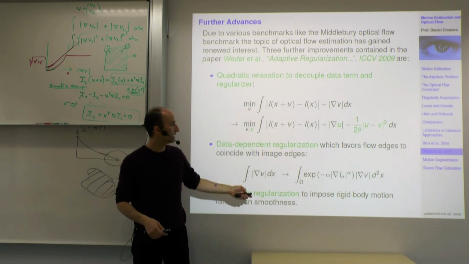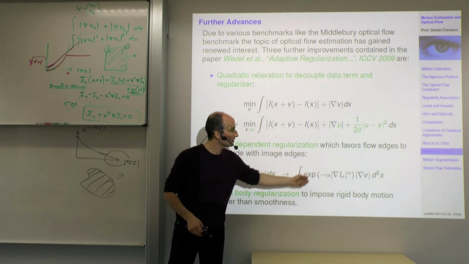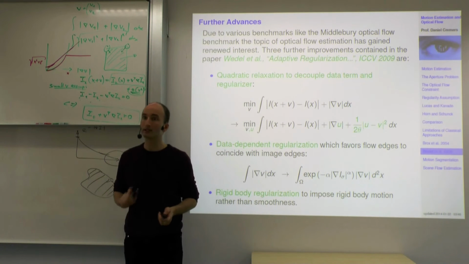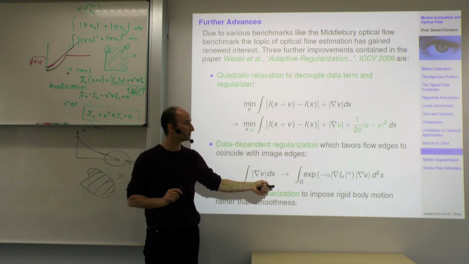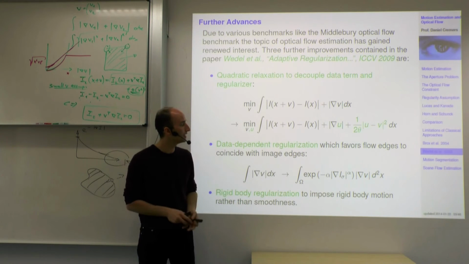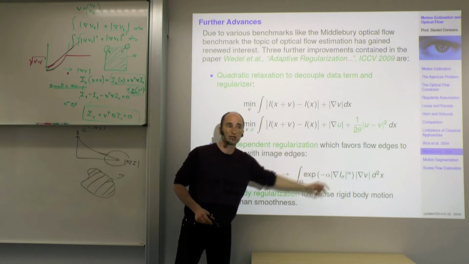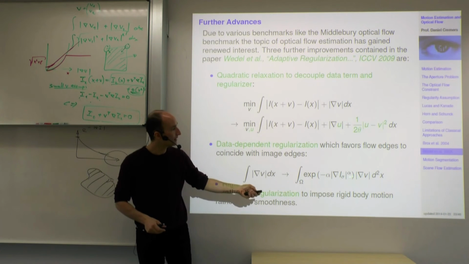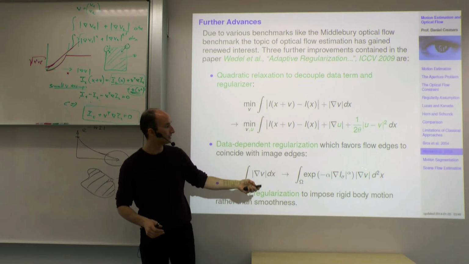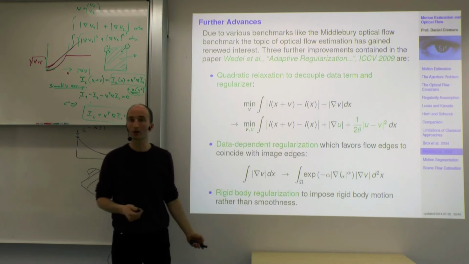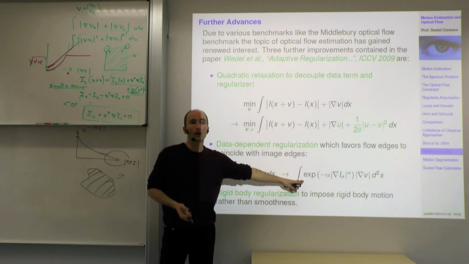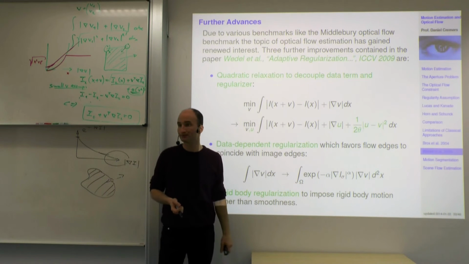And the nice thing about this smoothness term is it's adaptive, but it's still convex in v, right? So it allows for very sharp discontinuities in the flow field wherever I have a strong gradient. But as a function of the velocity field, this weighting doesn't affect the problem. It's still a convex problem. It's just a weighted total variation.